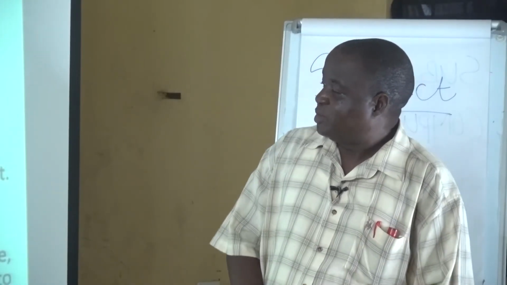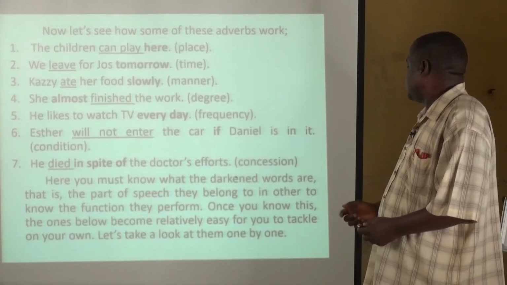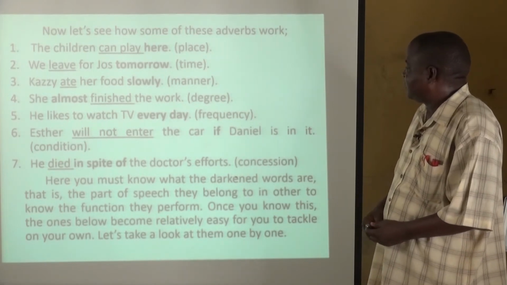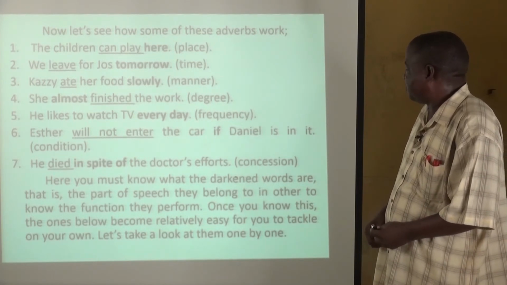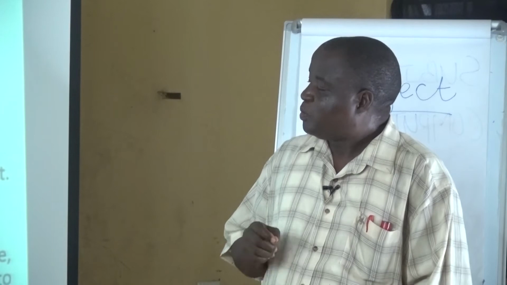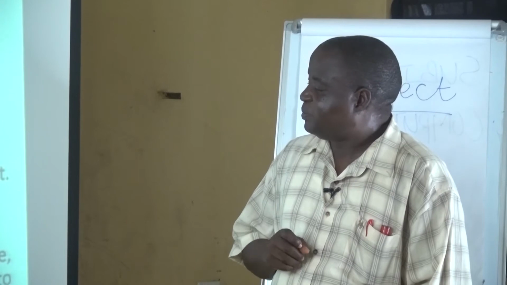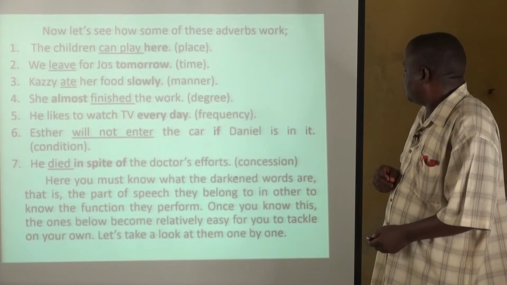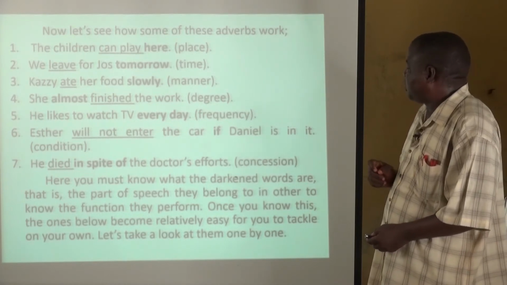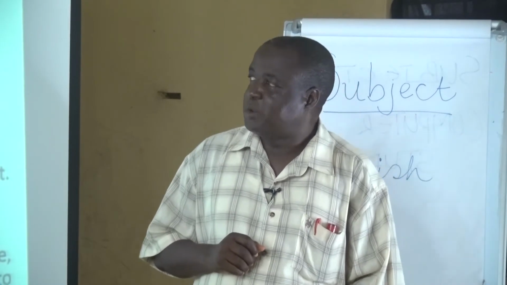Now, here you must know what the darkened words are. That is, the part of speech they belong to, in order to know the function they perform. Once you know this, the ones below become relatively easy for you to tackle on your own. Now let's take a look at them one by one.